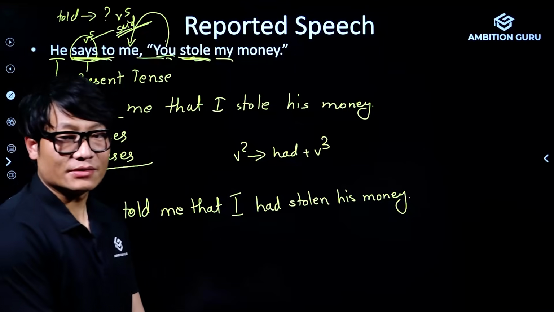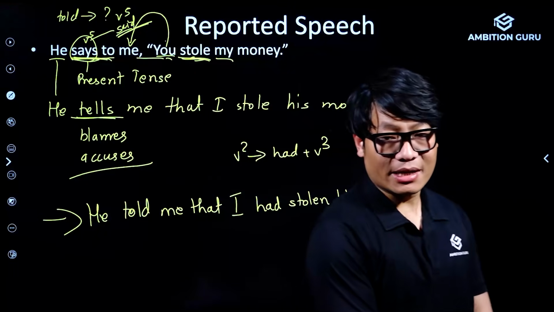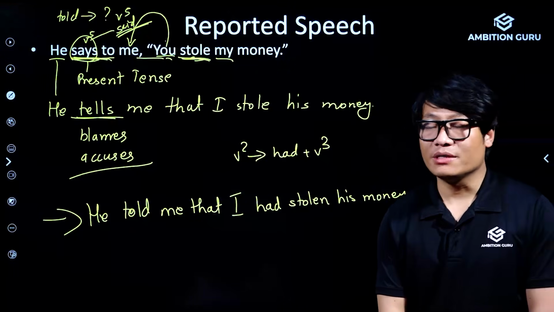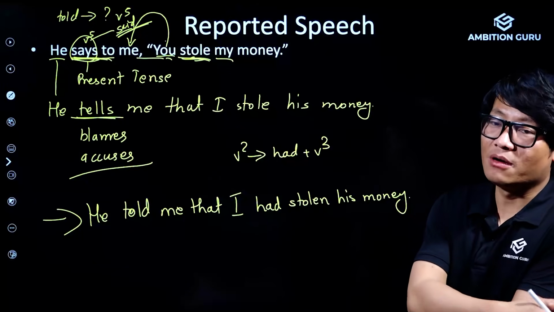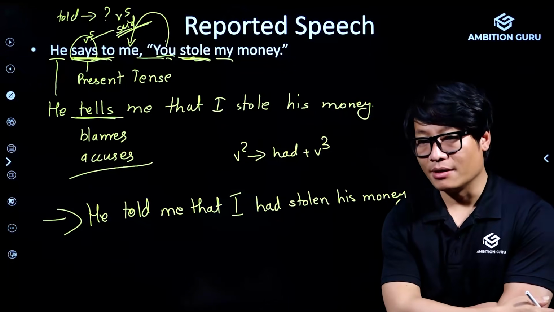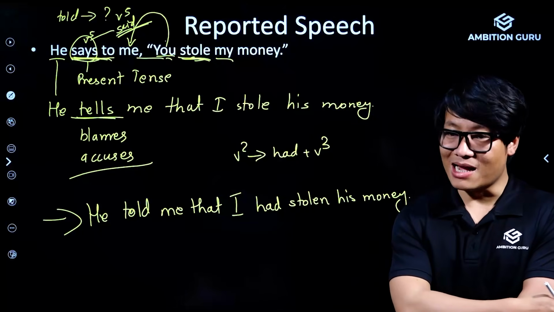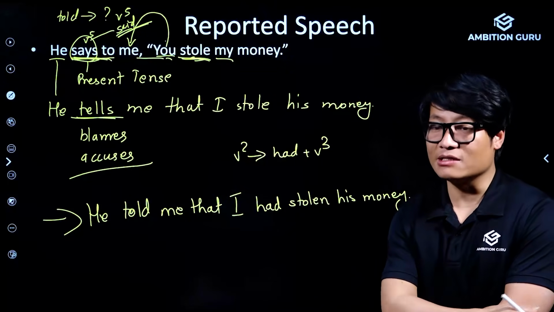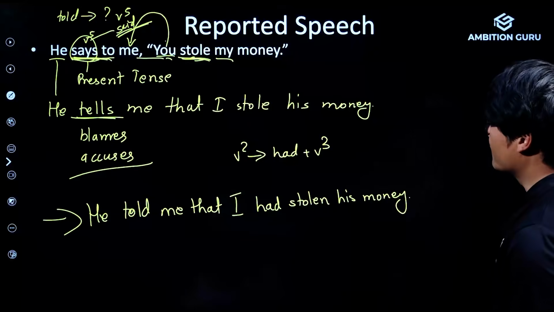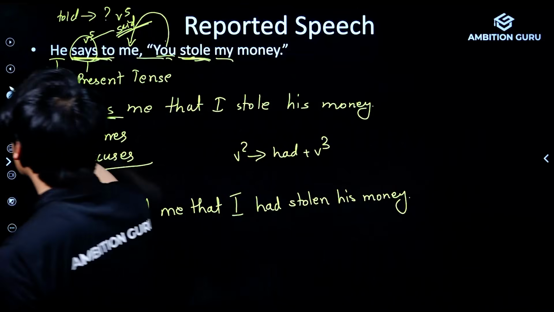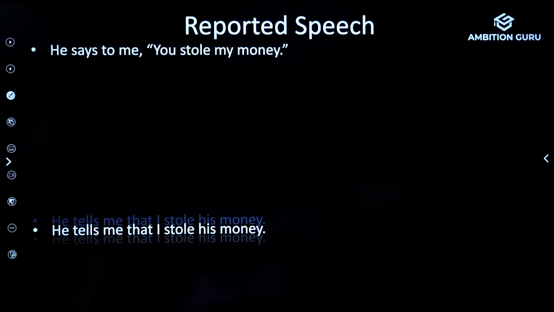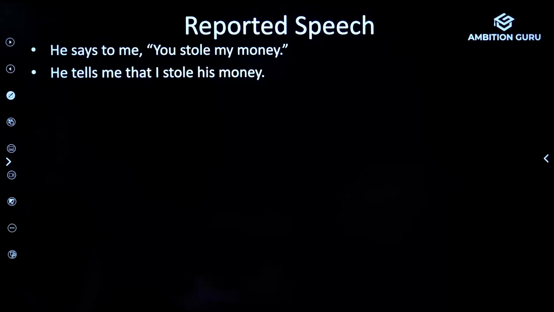Yes, beautiful answer, Susant. Niharika, yeah, he blamed me for stealing money. No, that is an informal way of saying, okay? You need to write formal. Like Rima said, he told me that I had stolen his money. This is a formal one. Okay, he tells me that I stole his money.